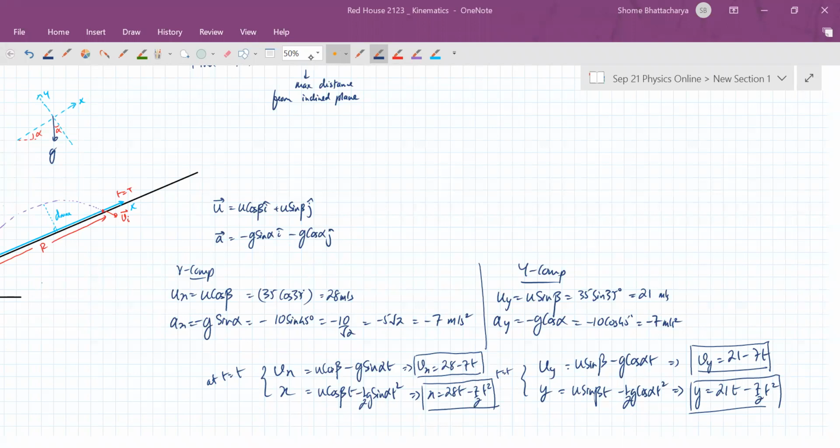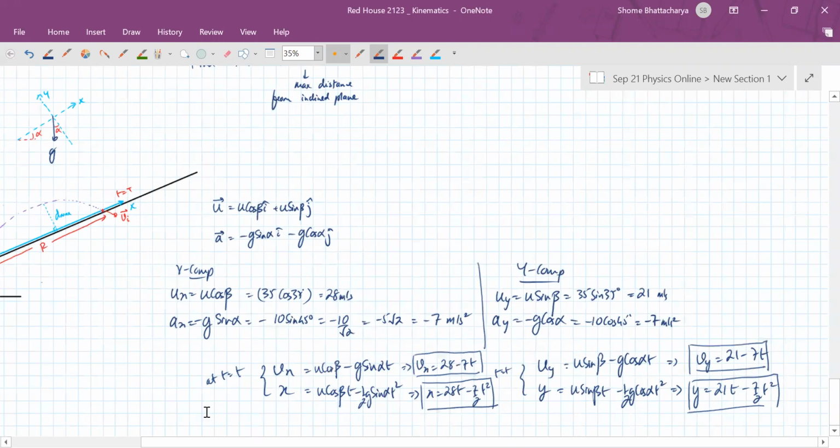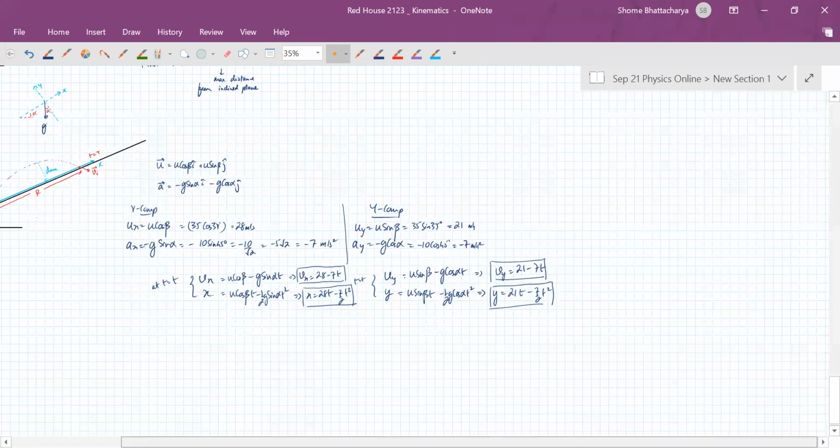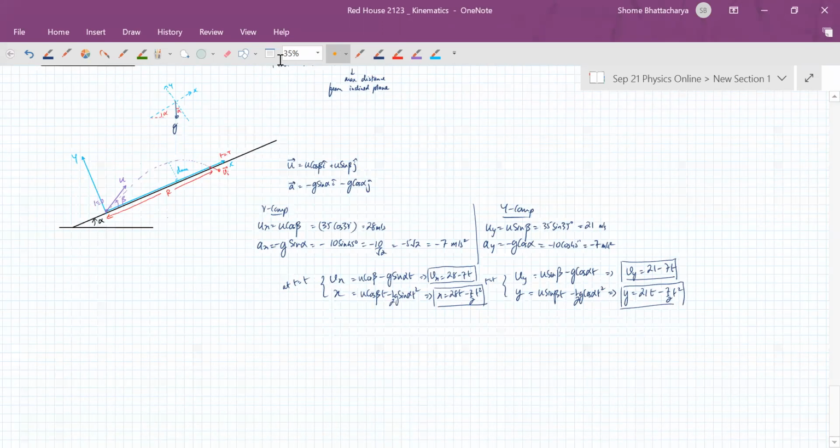Okay, so now let's understand the condition for that impact to happen on the inclined plane. The condition is, as you can see, the y coordinate should become 0 because we have taken our x-axis as the inclined plane. So when it's hitting the inclined plane, it should be back to the x-axis.